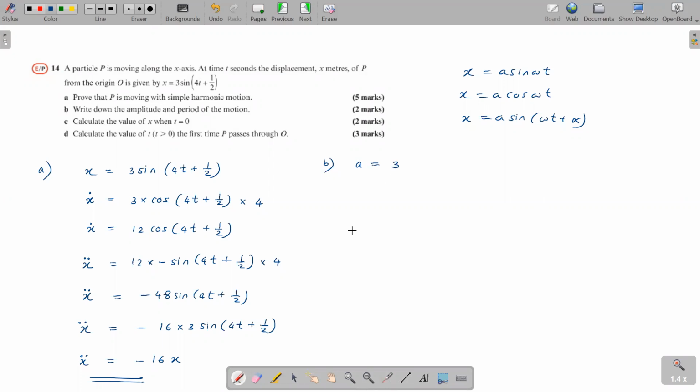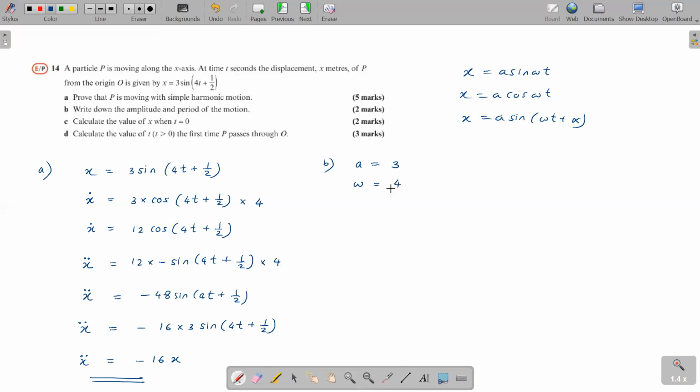A is equal to 3. Okay, and then omega. So omega will be, as you can see here, x double dot equals minus omega squared. So from here also you can see omega squared is 16 and omega is 4. Or you can see it from here: x equals a sine omega t plus alpha. Here also you can see omega is 4. So you can get omega from any one of those two places.